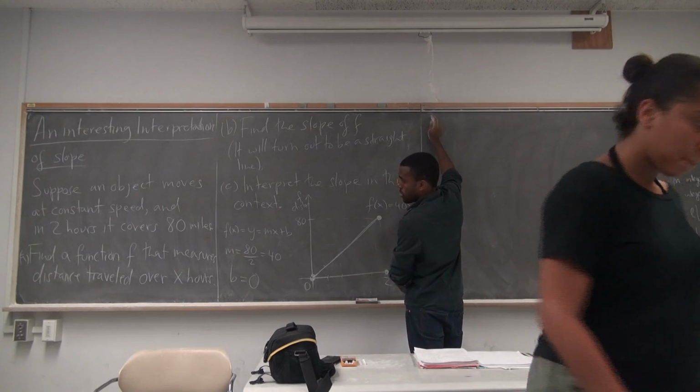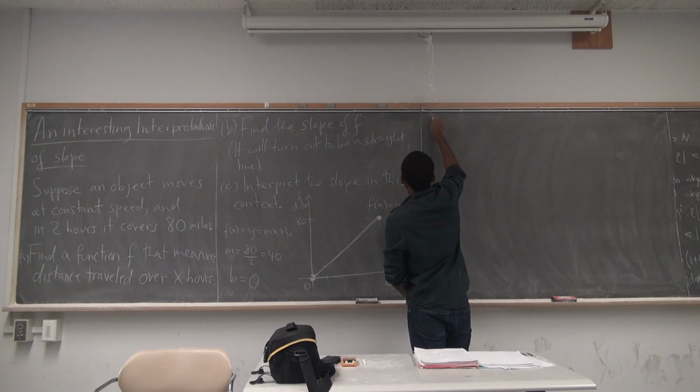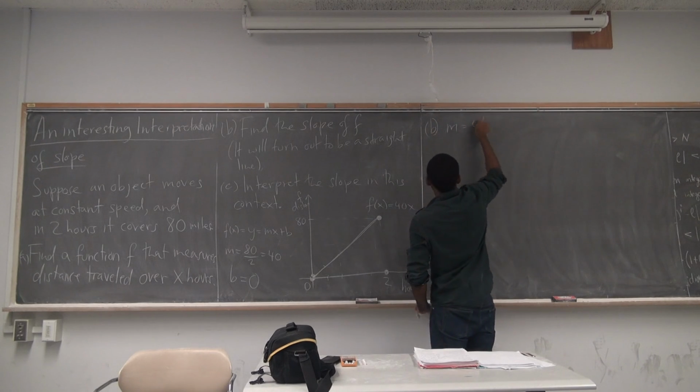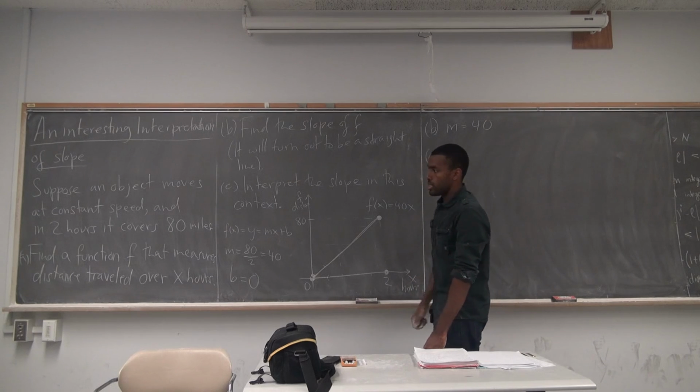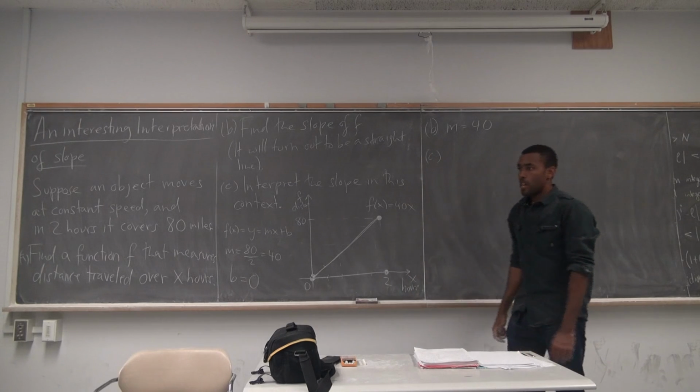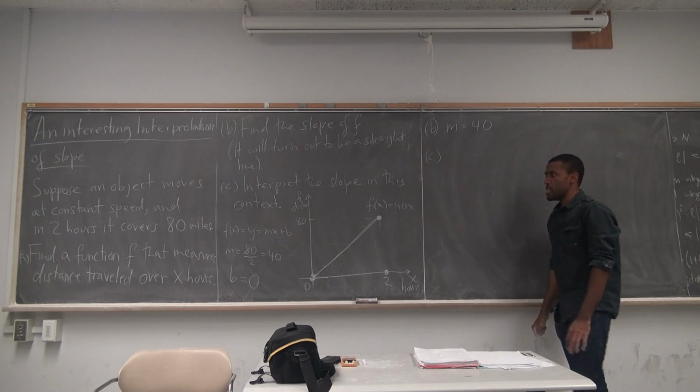So that was A. B, we already found the slope is 40. C, interpret that number. What would the number 40 be in this case? How do you interpret that number? What does that 40 mean?